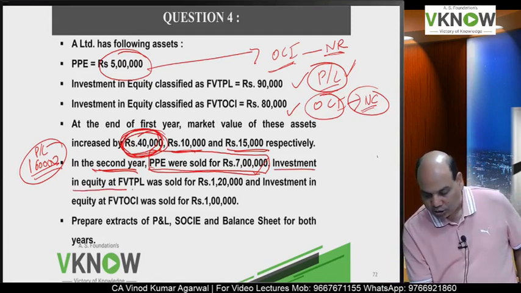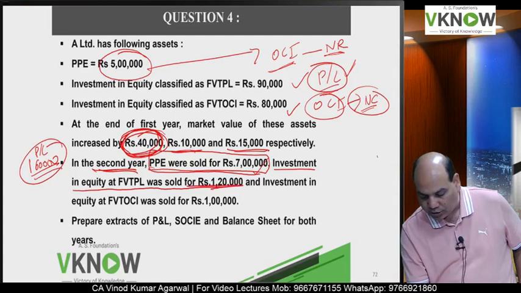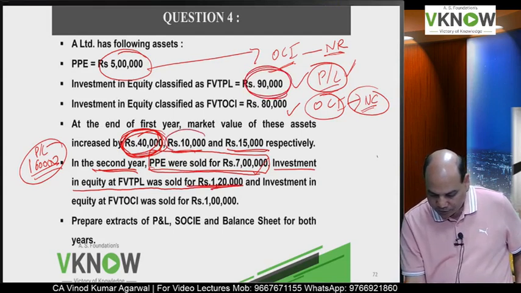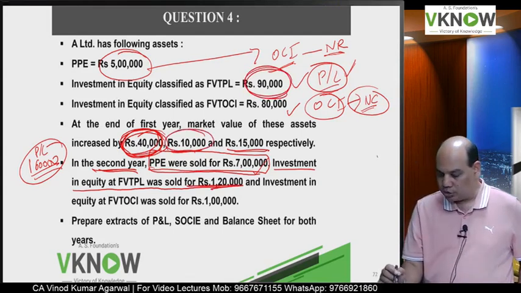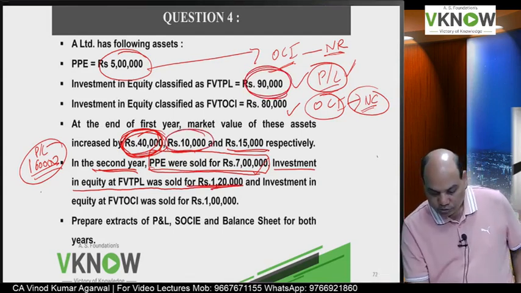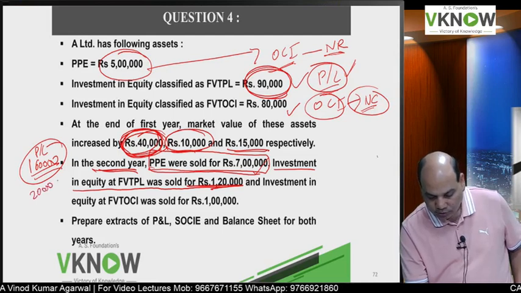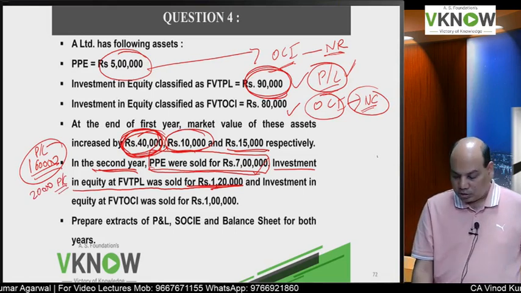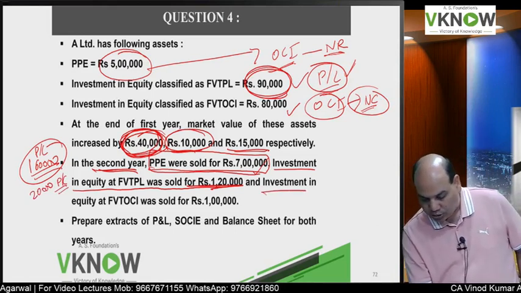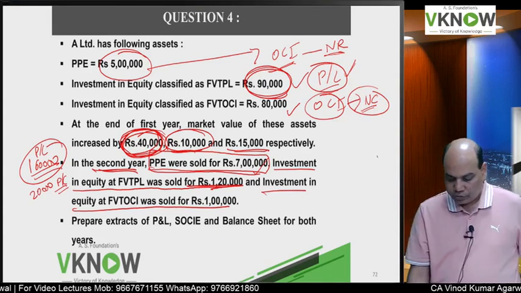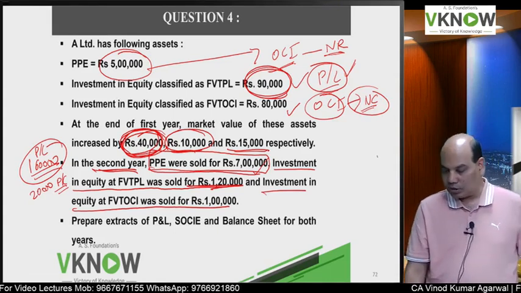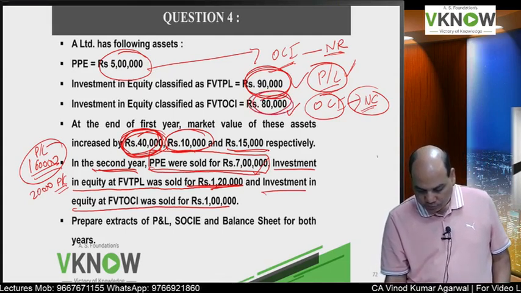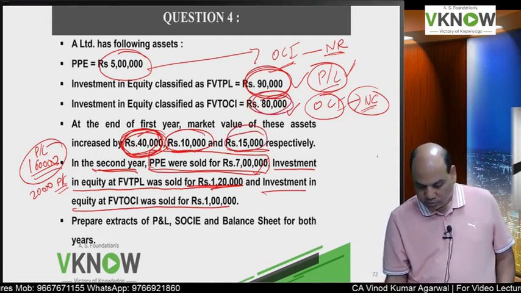Investment in equity at FVTPL was sold for 120. Very easy. Opening is 90 plus 10, so 1 lakh is book value. Sold for 120, so 20,000. Where will you show? Again P&L account, because it is FVTPL. And investment in equity at FVTOCI was sold for 1 lakh. So first you check book value. This is 80,000 plus 15, so 5,000.